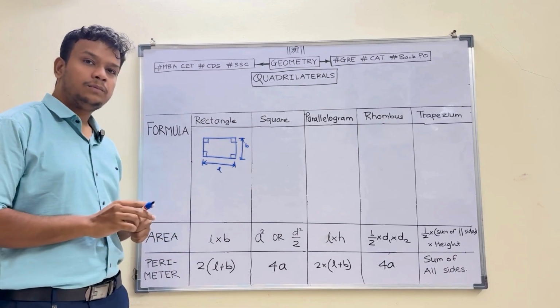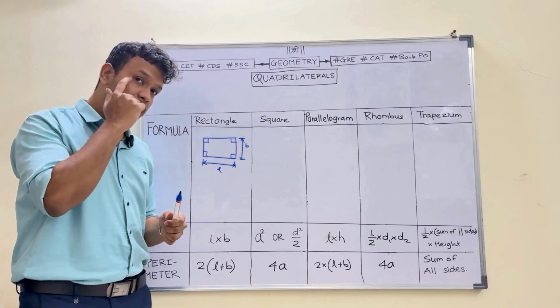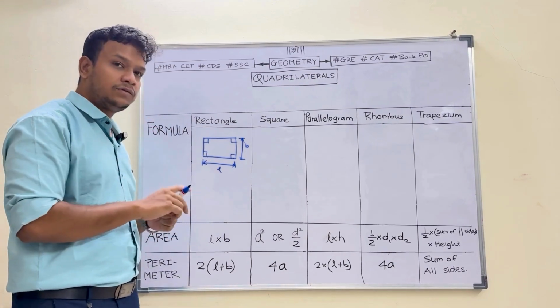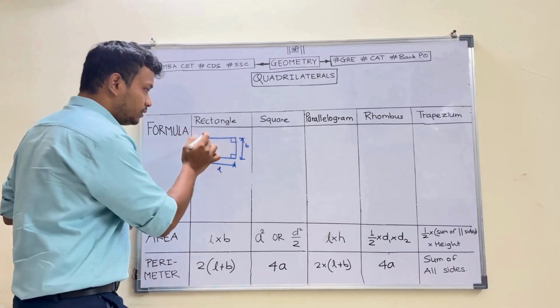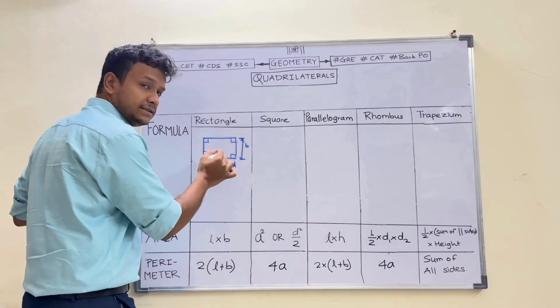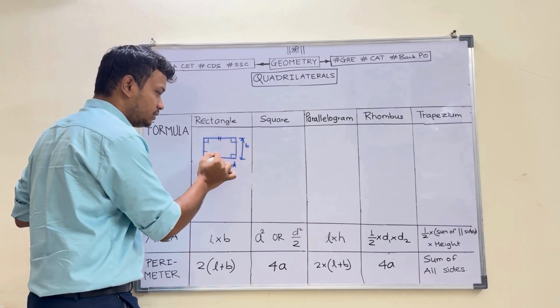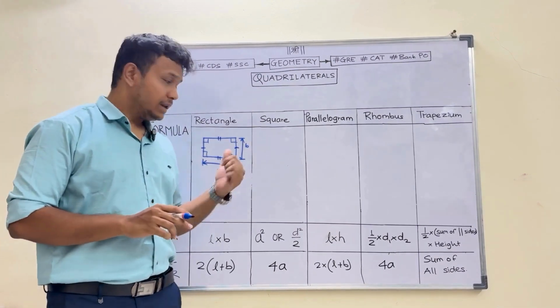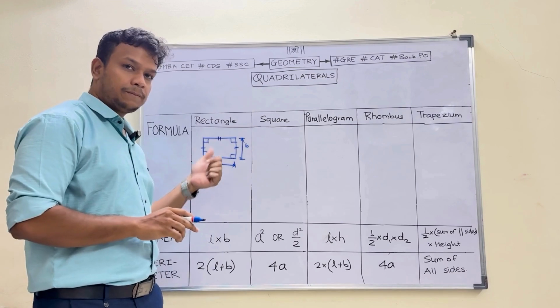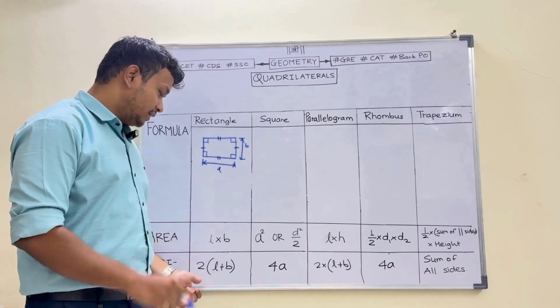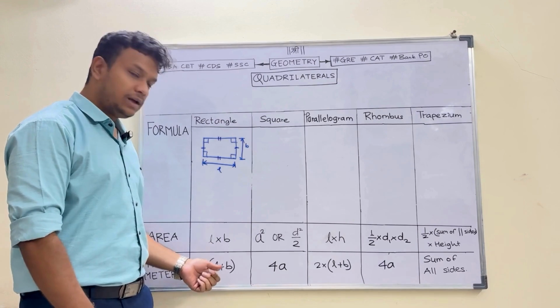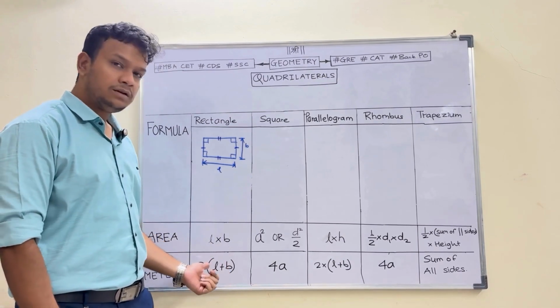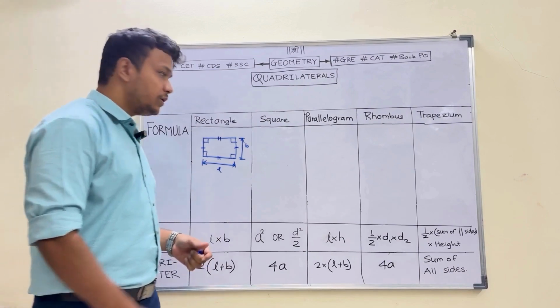So how can I compute perimeter? Perimeter is the summation of all the 4 sides of the quadrilateral, correct? I know in the rectangle, the opposite sides are parallel and equal, correct? So these 2 sides should be equal. So the perimeter would be L plus L and B plus B. I can simplify that to define the perimeter as 2 into (L plus B), which is length plus breadth into 2. Now we'll move to the square.